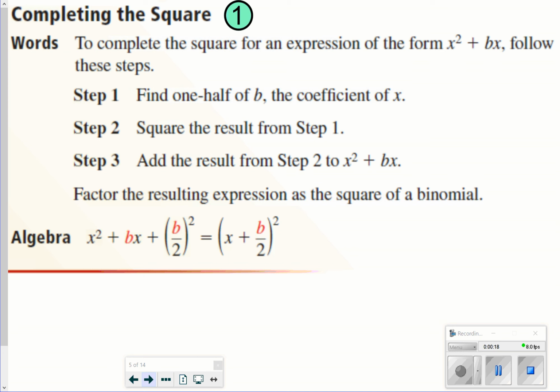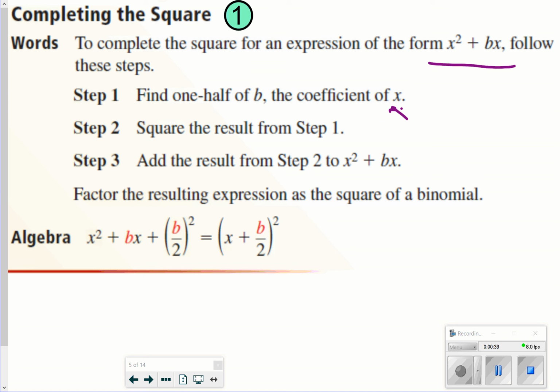And this only works if the expression is in x squared plus bx form. So what we would do first is find half of b, which is always going to be the coefficient of just x. Then we're going to square that result from step 1, and then we'll add the result from step 2 back to the x squared plus bx.